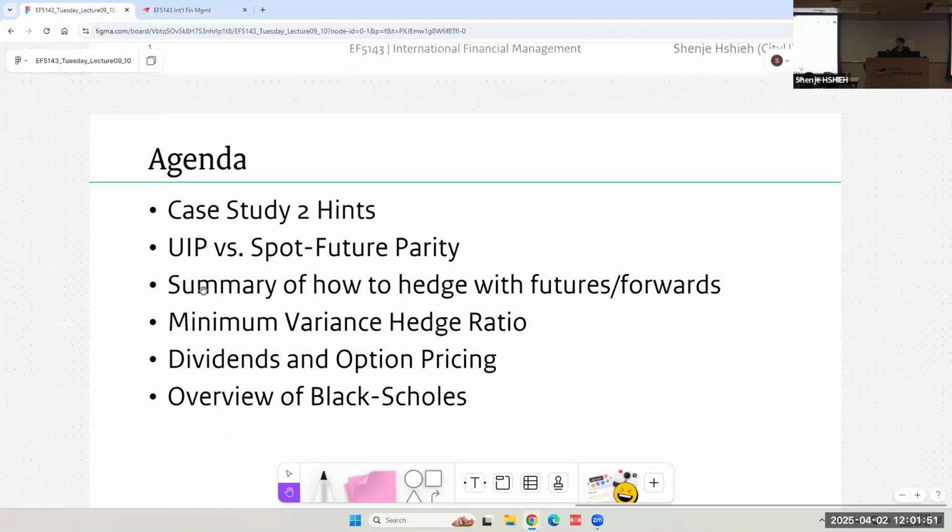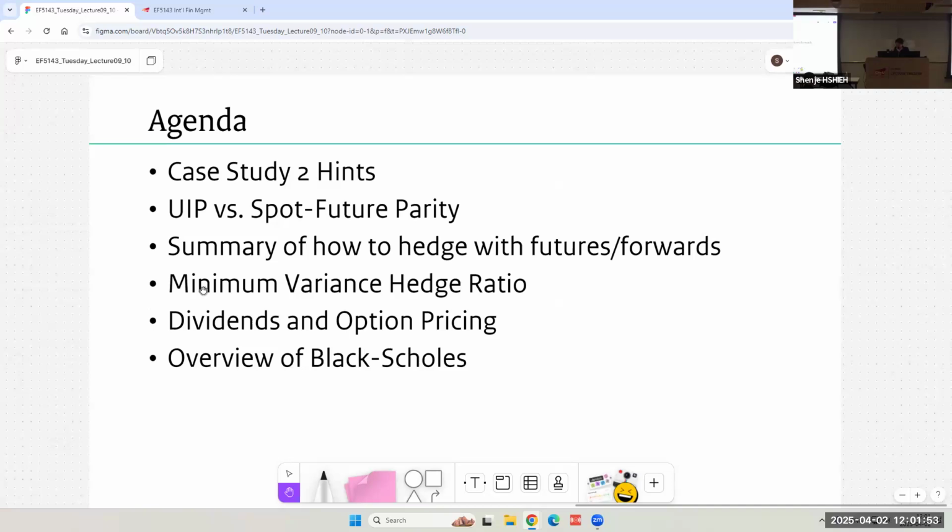All right, so today I am going to talk about two things in addition to going over the case study hints. Futures and forwards, which you'd already know, as we talked about covered interest rate parity, but I'm going to go into more detail in a generalized manner. Rather than just focus on delivery of foreign currency as the underlying asset, I'm going to generalize it to basically anything, a commodity, whatever.